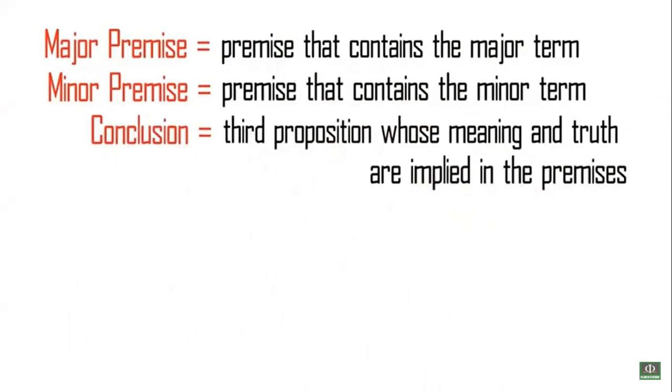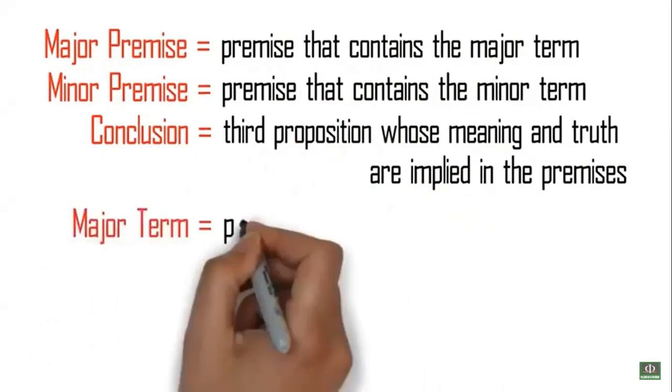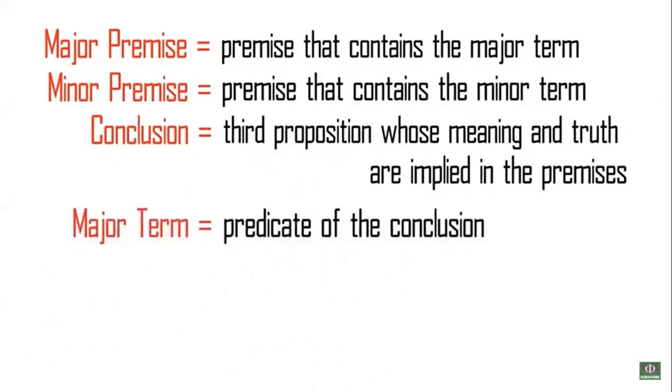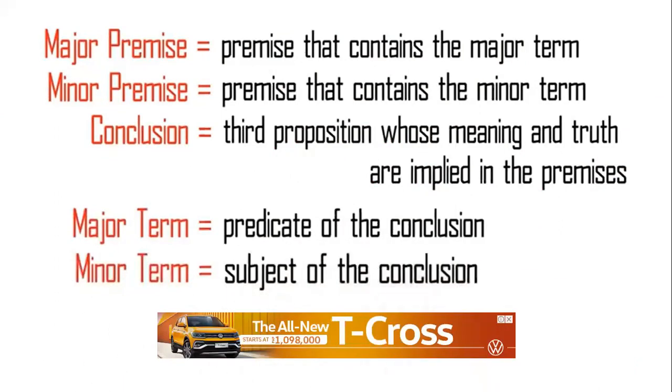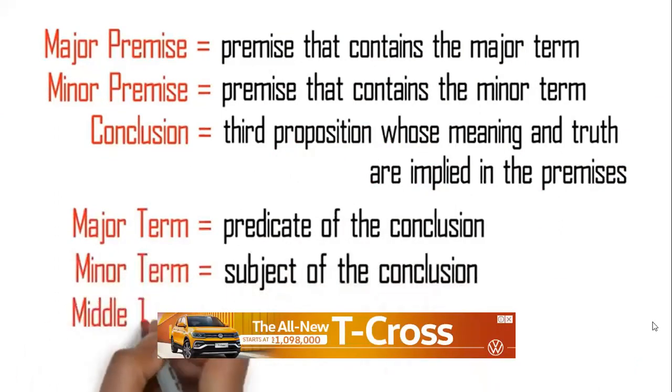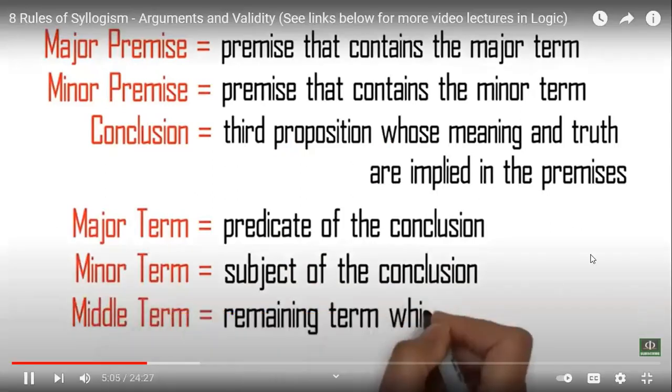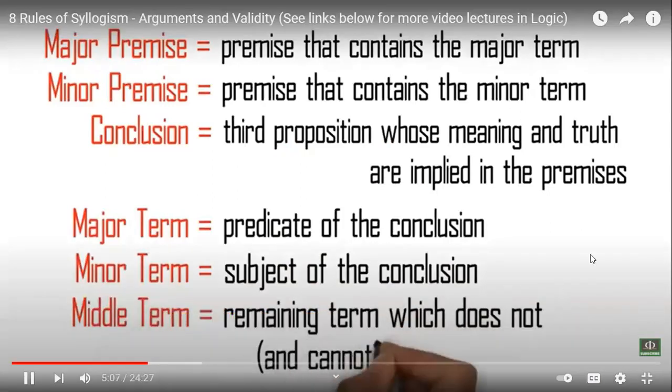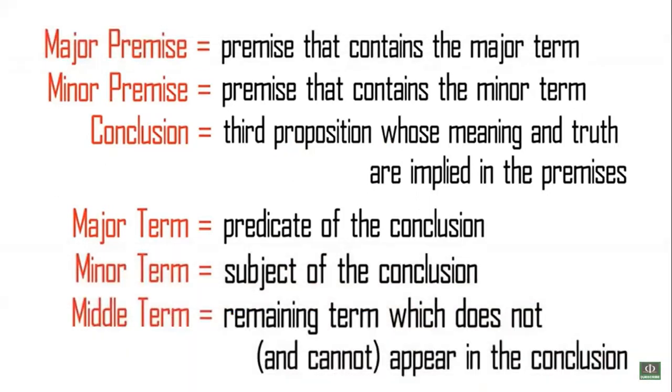And how do we determine the major term, minor term, and the middle term? The major term is the predicate of the conclusion, while the minor term is the subject of the conclusion. The middle term is the remaining term which does not and cannot appear in the conclusion.